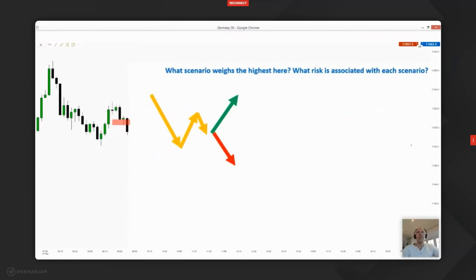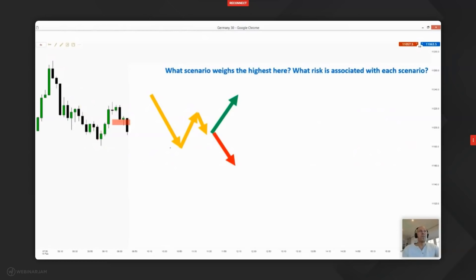So let's go back to the scenario here. Which one weighs the highest here? And what risk is associated with each scenario? Well, we already answered that. We already discussed having a stop loss down here or having a stop loss here, depending on whether you're long or short. And my argument from a price action point of view is that this was a counter trend in a downward trend, and I need to sell short here the moment this bar closes.